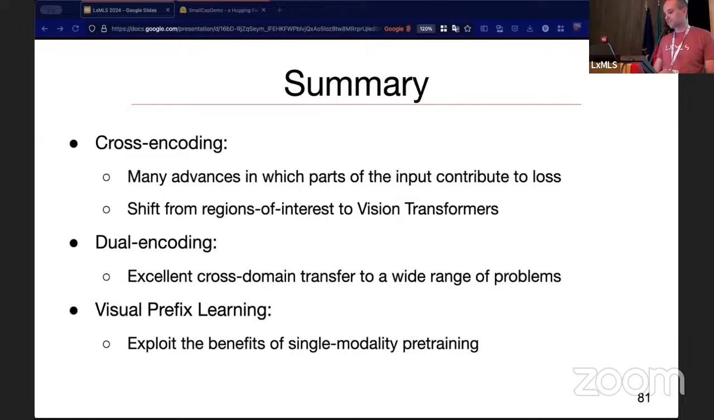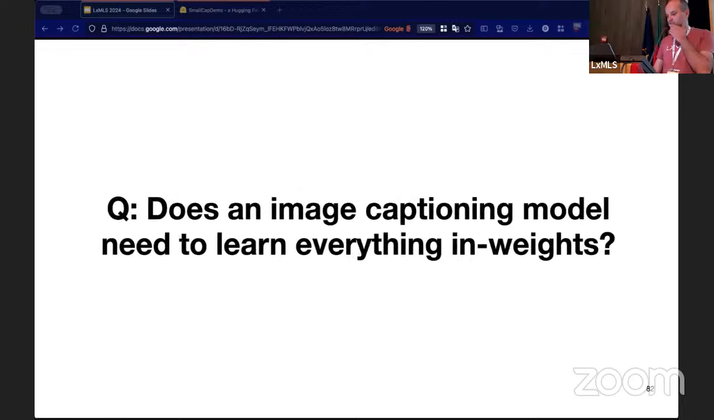So the next part of the talk is going to be a deep dive into thinking about whether image captioning models need to learn everything in weights. I can probably do this in 10 minutes and then we can take a break. Yeah? Okay. We're going to speed run this part so we can get to coffee.